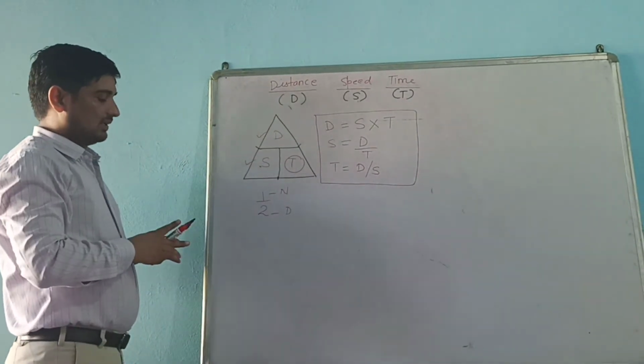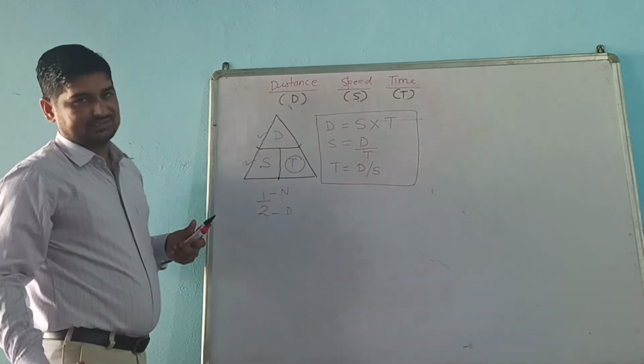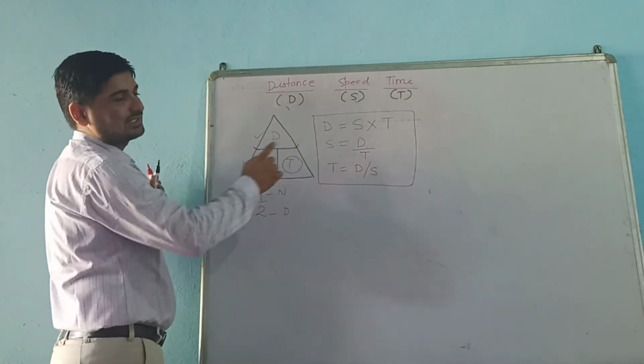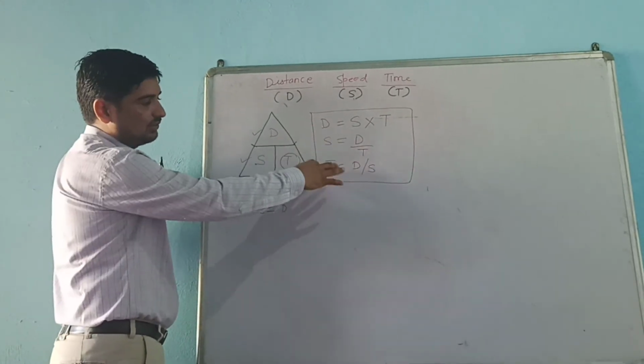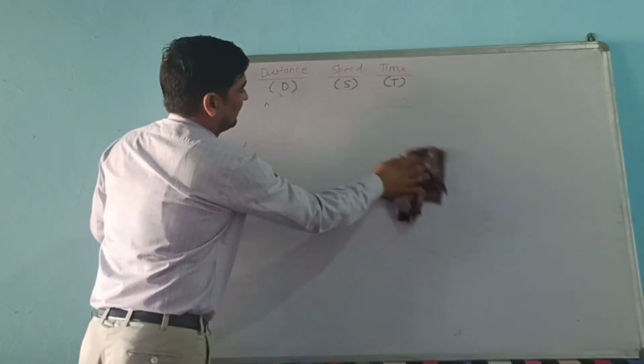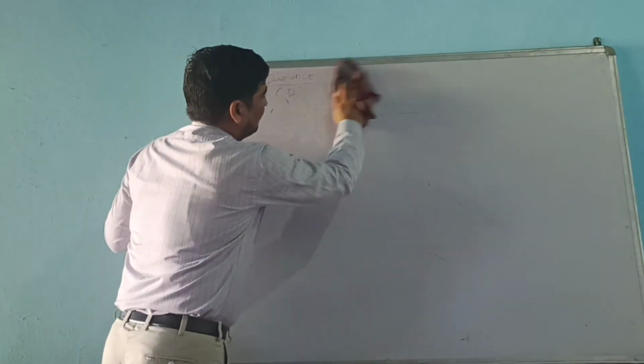I will take one example through which you will relate these things. How? Distance is directly proportional to speed and time. Speed is inversely proportional to time. So that you can relate it. How? Let us take one example. I will take that example through your other subjects that you have already learned.